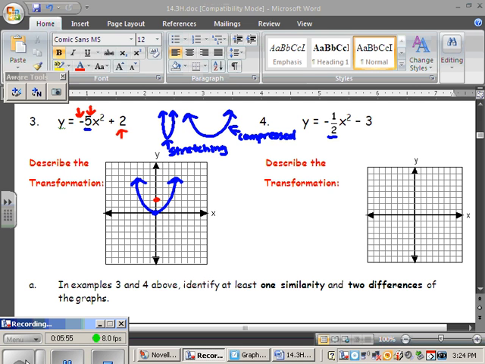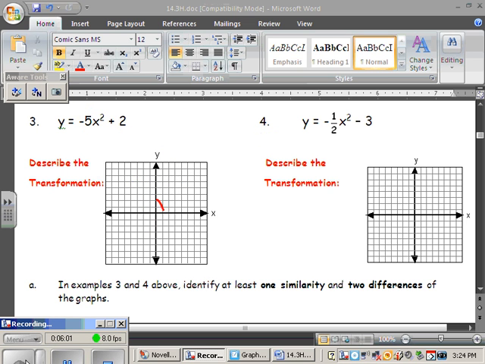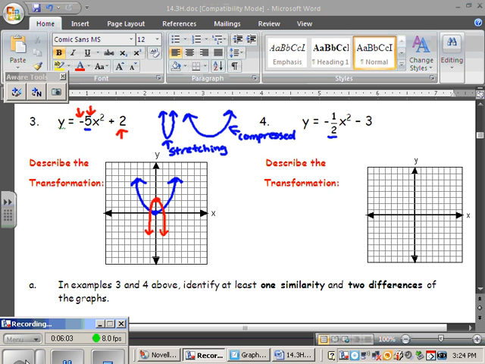Now I know it's going to be flipped down and it's going to be skinnier than my original blue parabola, which is y equals x squared. So I'm going to flip it down, and this is just a sketch. And notice it's skinnier. Okay, so if you were describing the transformations, you could say the parabola shifted up 2 places, has a new y-intercept of 2. It flipped downward, and it stretched vertically, which just means it became skinnier.